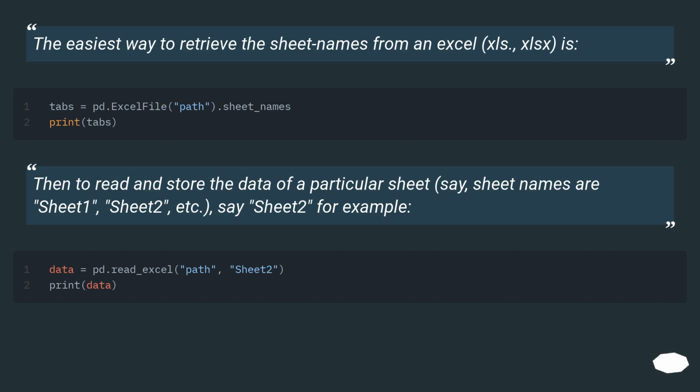The easiest way to retrieve the sheet names from an Excel, XLS, XLSX, is then to read and store the data of a particular sheet. Say, sheet names are sheet 1, sheet 2, etc. Say sheet 2, for example.